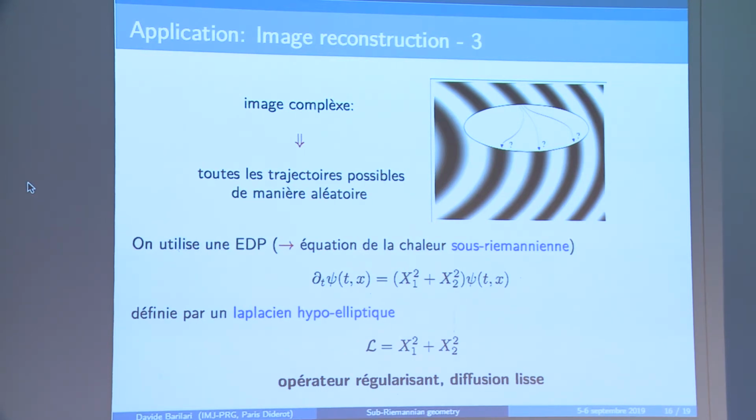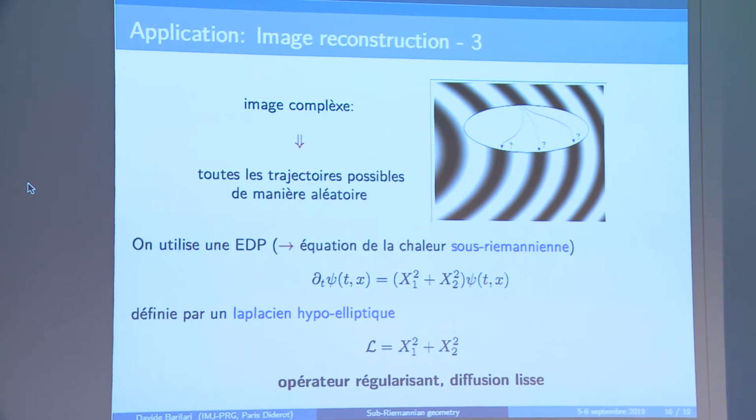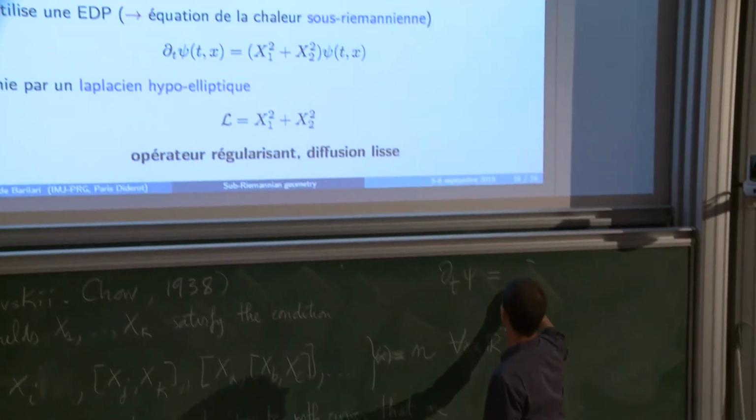to minimize something and use some statistical approach and do some average, for instance. And this has links with PDEs, so partial differential equations, and you can do this by using something that looks like the heat equation. If you have ever seen in your life the heat equation on R2, it is written like this. Let me use this.